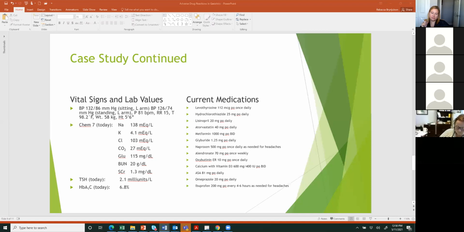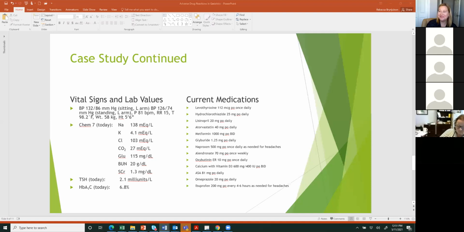I do know that omeprazole can decrease bone density. It can increase gastric pH, by decreasing acid secretion. And there would be no real indication or recommendation for this patient to continue omeprazole. So that would be something that we could potentially recommend discontinuing.